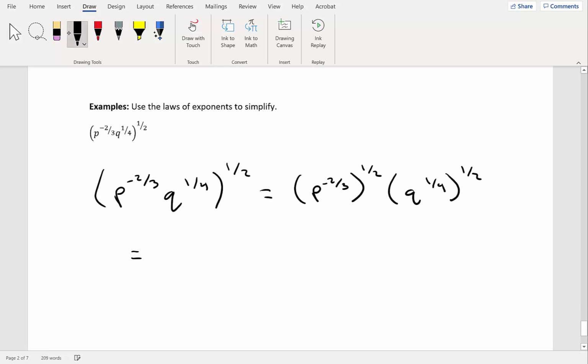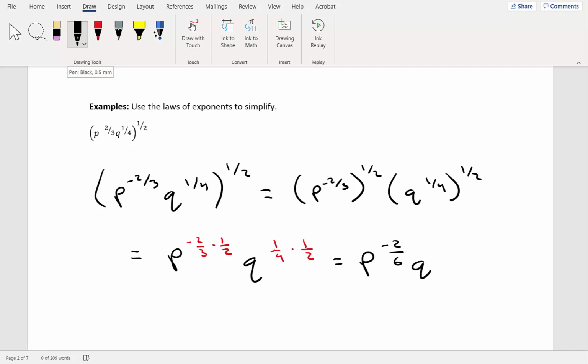Now I could use my other law of exponents, where it tells me to multiply my exponents with each other. So I have p raised to the negative 2/3 times 1/2, q raised to the 1/4 times 1/2. Now let's go ahead and multiply the fractions with each other. So we have p raised to the, negative 2 times 1, I get negative 2 over 3 times 2, which gives me 6. I have q raised to the, 1 times 1 gives me 1, 4 times 2 gives me 8.